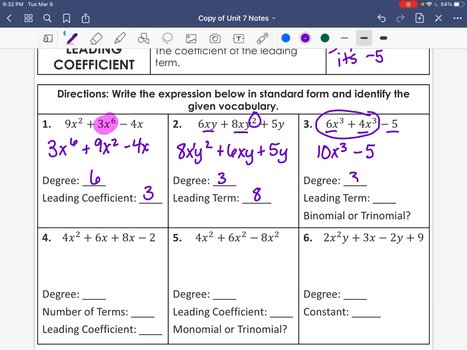So the degree here would be 3 because the largest exponent is 3. There aren't 2 letters, so there's nothing to add together. The leading term is 10. After we add those like terms together, we do get 10.